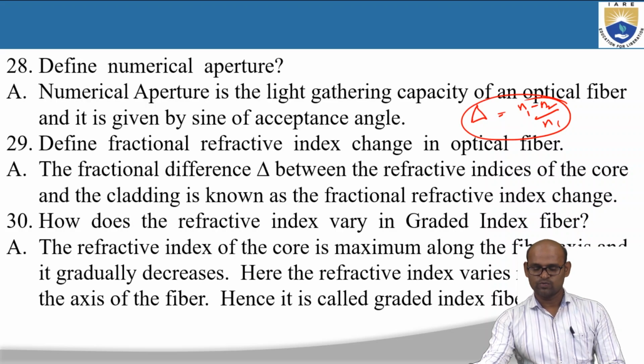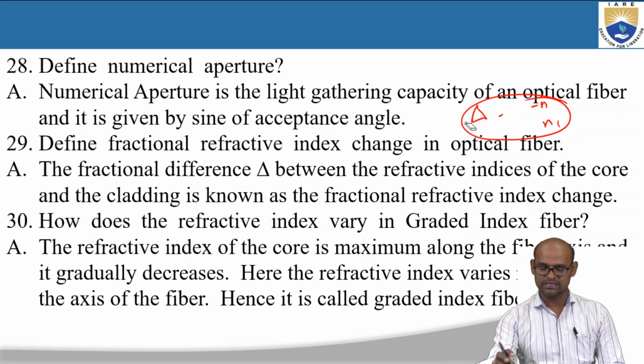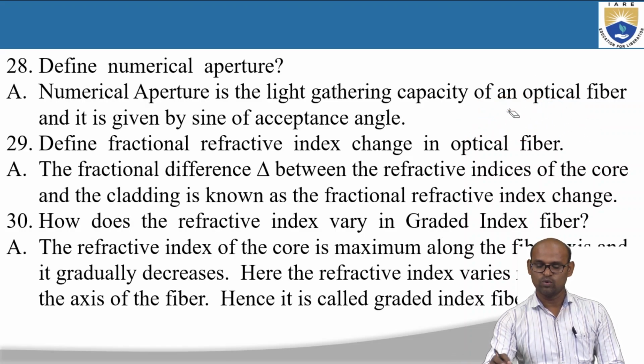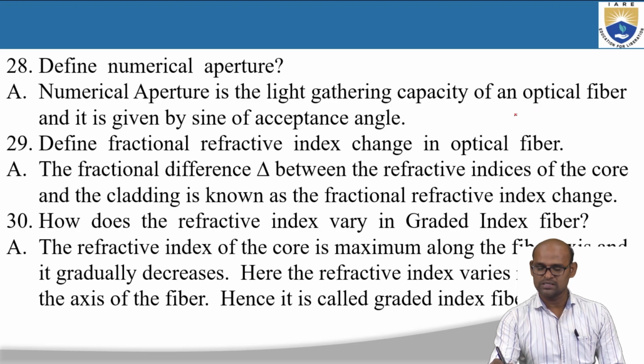How does the refractive index vary in graded index fiber? The refractive index of the core is maximum along the fiber axis and it gradually decreases as we go to the core cladding interface. So it is like this. If this is the core, the maximum refractive index is at the center of the core and it decreases.